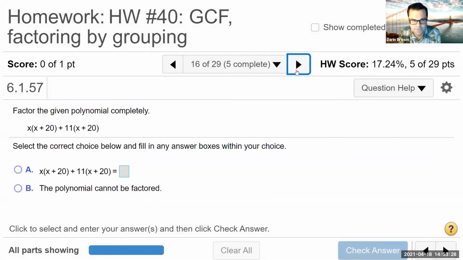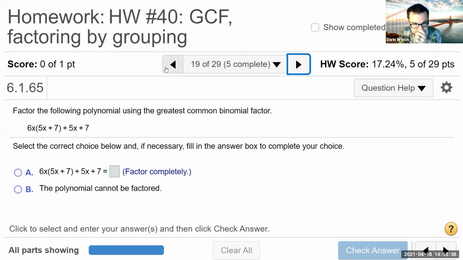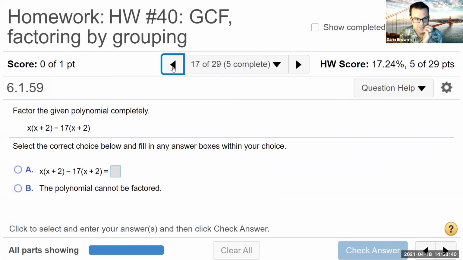Okay, this is starting to lead into factoring by grouping. So let's look at this. Now, this one is a little bit different. It's not that it's just like powers of x, y, and z. We've got this quantity x plus 2 in parentheses. So what are we going to do with that?